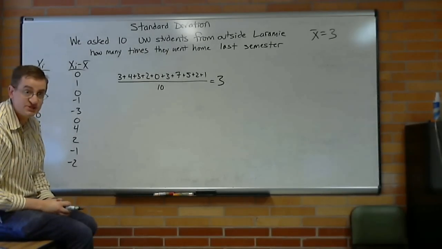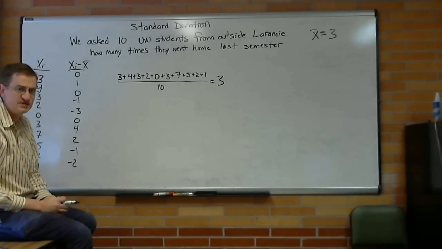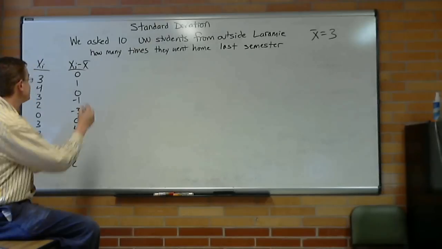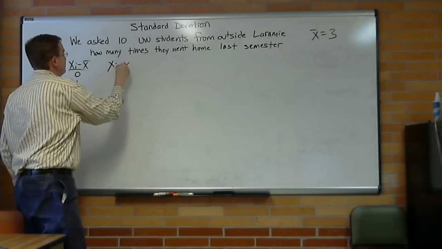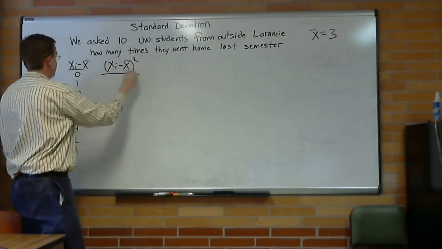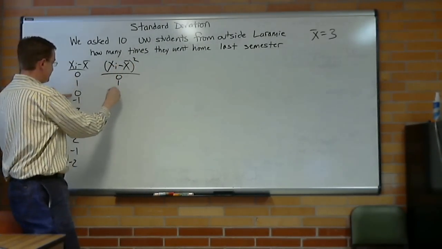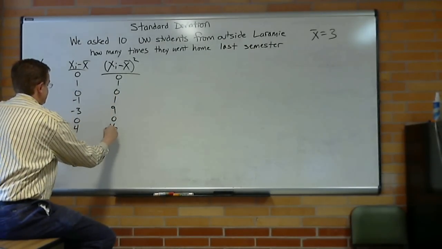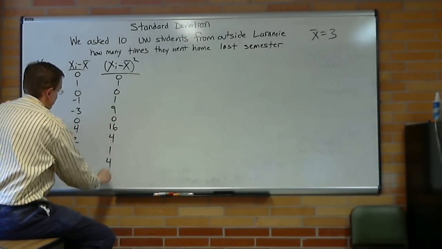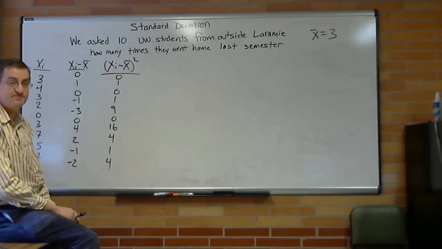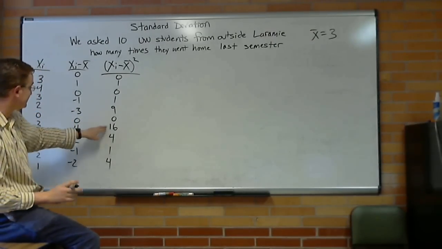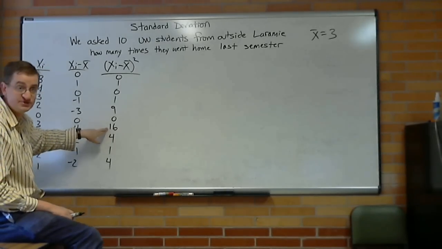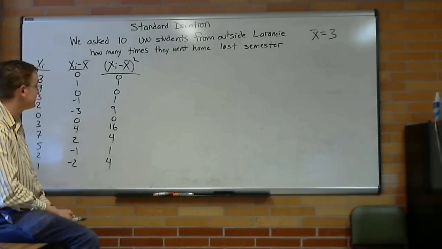Next step is to square all these. Again, I think I can do this in my head without pausing the video, as long as I erase that. So let's see. Xi minus x bar squared. 0 squared I can do. 1 squared, 0, 1, 9, 0, 16, 4, 1, and 4. You can tell which data point is definitely the furthest out there. It's this guy, this 7. His square deviation turned out to be 16. He's the guy that's way out there.